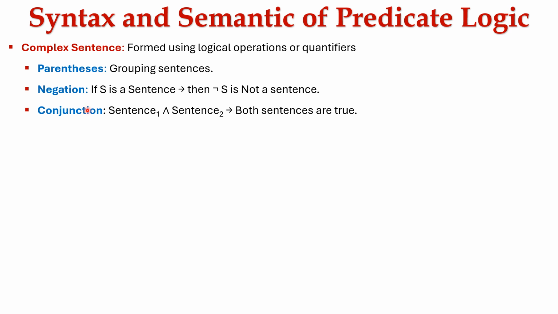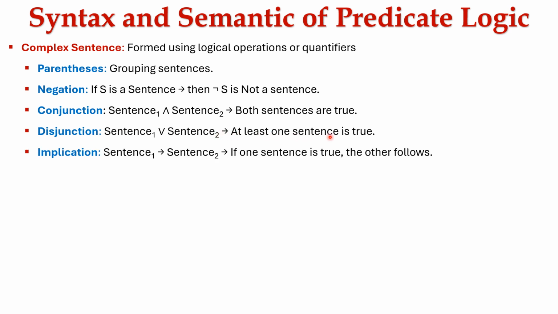Next, conjunction. Sentence 1 and sentence 2. Here, the and symbol represents the conjunction. It represents that both the sentences are true. Next, disjunction. Sentence 1 or sentence 2. Here, the or symbol represents the disjunction. It represents that at least one sentence is true.